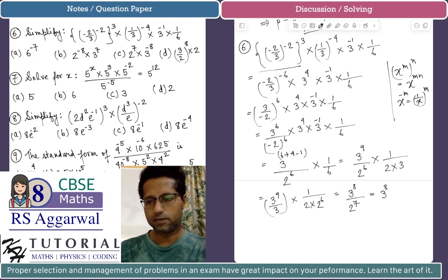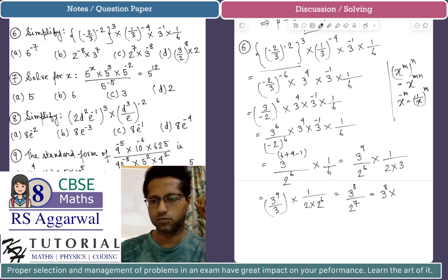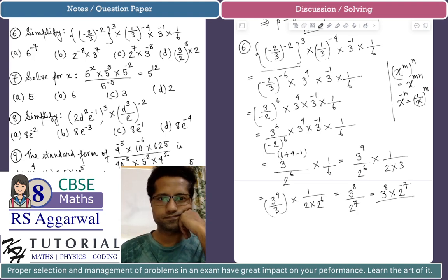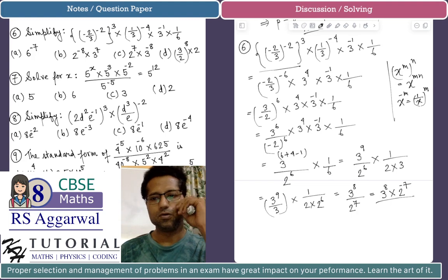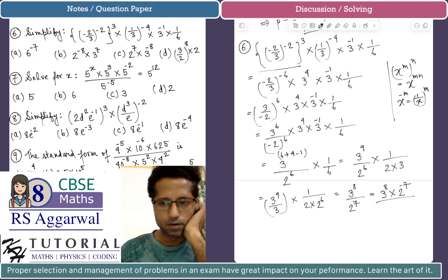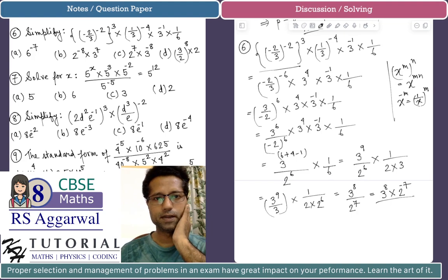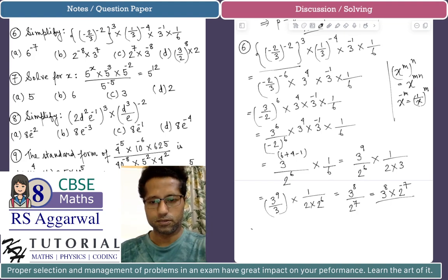So we can write it as multiplied by 1 by 2 to the power 7, which means 2 to the power minus 7. So we are having now 3 to the power 8. Now which choice has 3 to the power 8? Definitely the choice D. The choice D is the only one having 3 to the power 8, because it's a little different from what we have, but let's see what exactly it is.